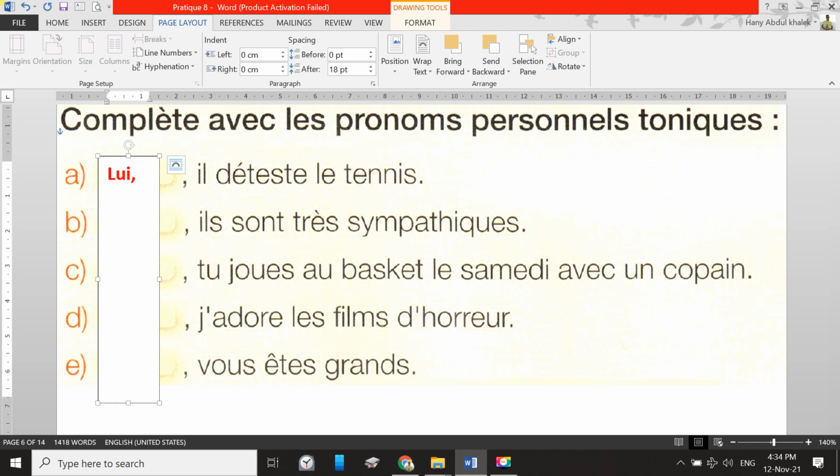Il déteste le tennis. Him, he hates tennis. Ils sont, il here, it will be them. They are very sympathetic. Here, tu joues, it will be toi. Tu joues au basket. Sorry, it's a toi. Oh, I am French is moi. And here down, avec je, it's moi. And avec vous, another vous.